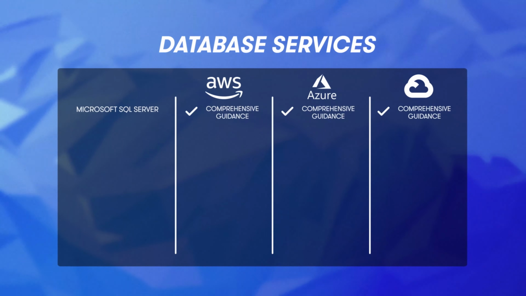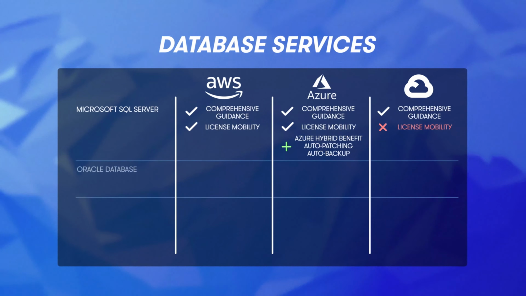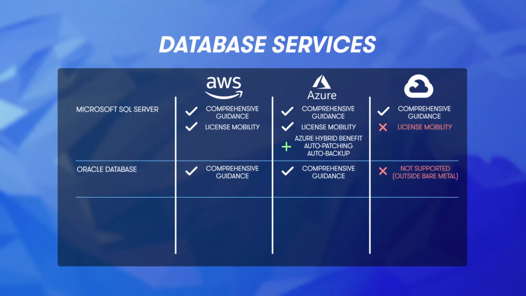The story is a bit different when it comes to licensing. If you have existing software assurance licensing, you can use that to reduce your costs on Azure and AWS, but not GCP. Azure also provides hybrid benefit to further reduce your costs and has auto patching and auto backup capabilities. When it comes to Oracle, there is comprehensive guidance in AWS and Azure, but due to licensing constraints, it's not possible to run Oracle on GCP unless you deploy onto expensive, complex bare metal servers.